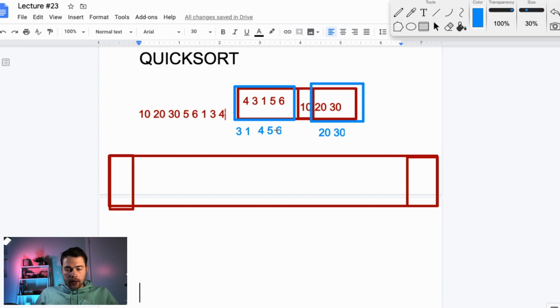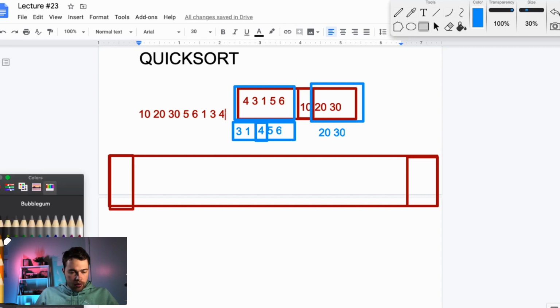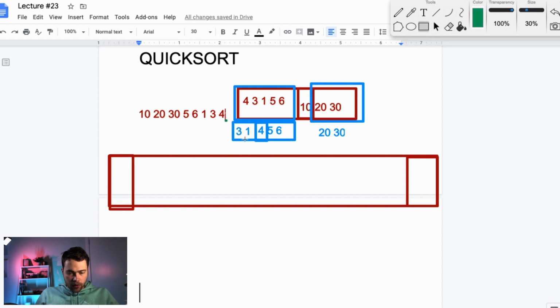Now, the problem here is that 4 is in its final position as well. Now I split this into two parts again, and I solve them again. What kind of problems do I have? I have this one over here, and I have this one over here. I have 3, 1 and 5, 6. So now I need to solve them: 3, 1 and 5, 6.